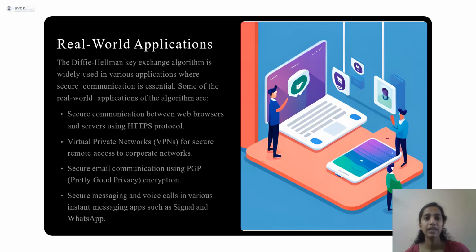Now let us see the real-world applications of the Diffie-Hellman key exchange algorithm. First is secure communication between web browsers and servers using HTTPS protocols. The second point is virtual private networks, that is VPNs, for secure remote access to corporate networks. The third point is secure email communication using PGP, that is Pretty Good Privacy encryption. The fourth point is secure messaging and voice calls in various instant messaging apps such as Signal and WhatsApp.